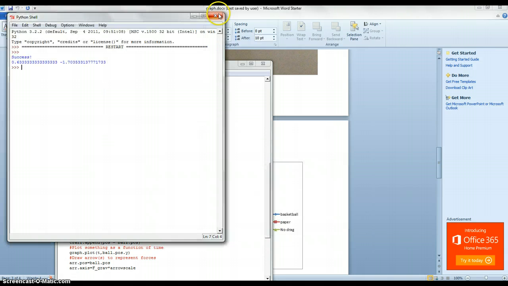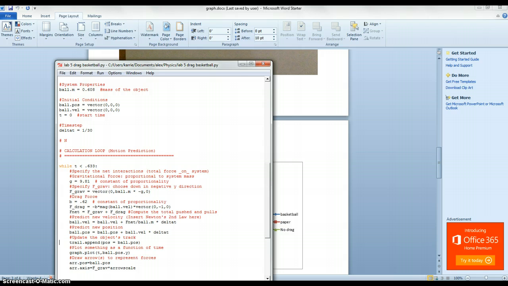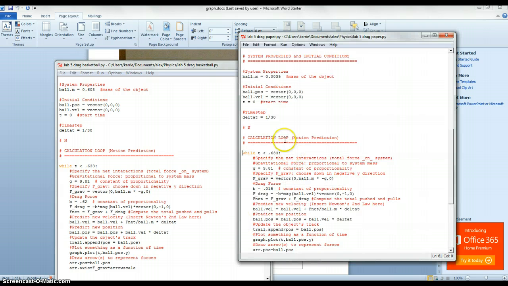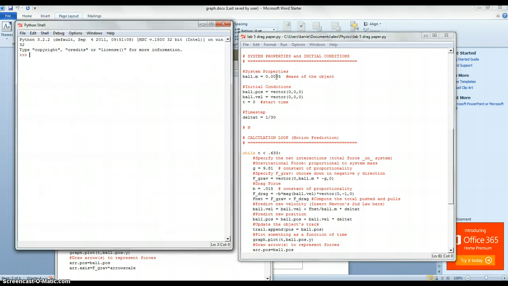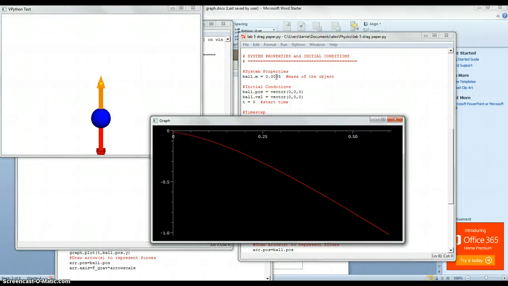And then for the paper, we did the exact same thing. The only difference is the mass. And this is what this one looks like.